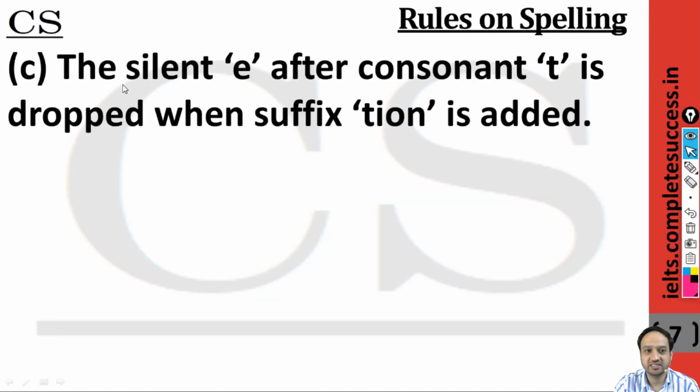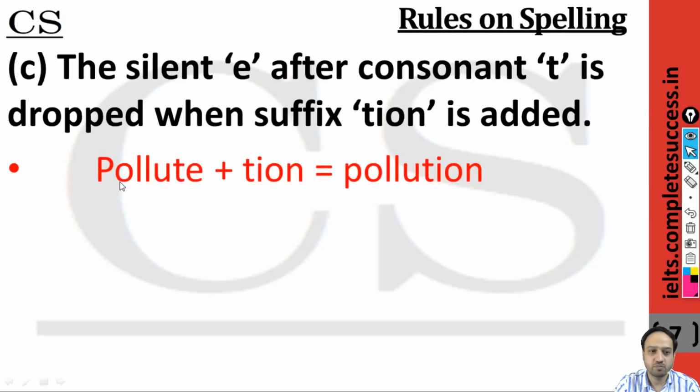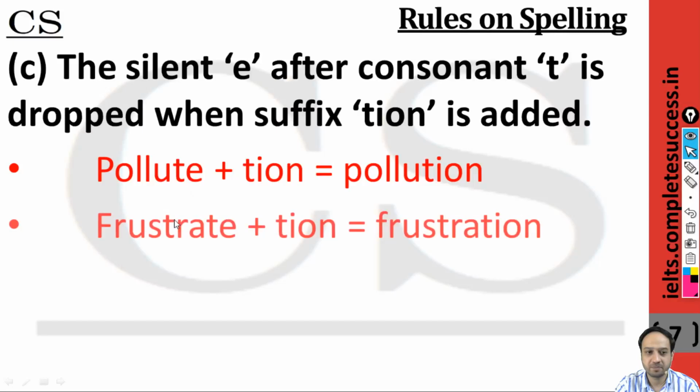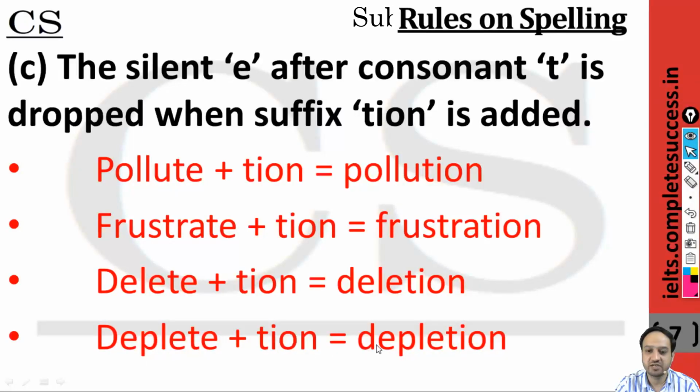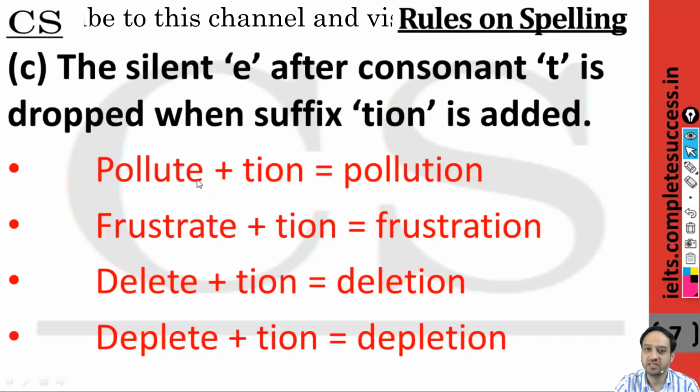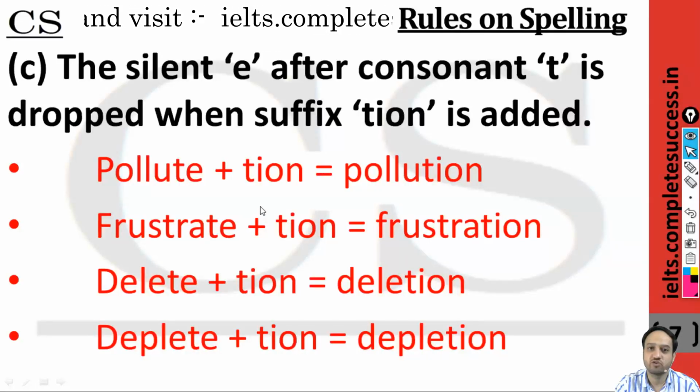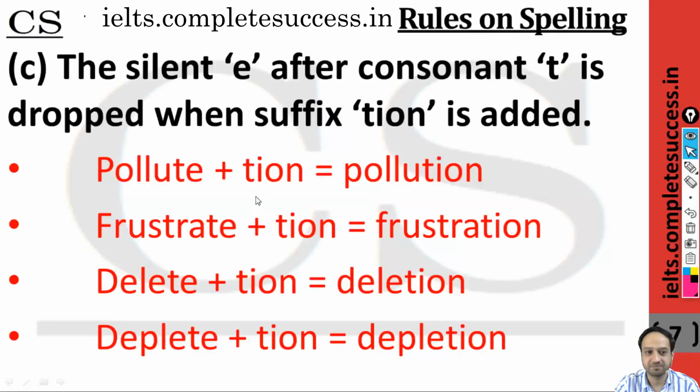The third section is that the silent e after consonant t is dropped when the suffix tion is added. Pollute plus tion becomes pollution, so we have dropped the letter e. Frustrate plus tion, frustration. Delete plus tion, deletion. Deplete plus tion, depletion. In all such cases, when we add tion to a word and the last letter is e, we drop the letter e. So these are the three rules where we drop the silent e.